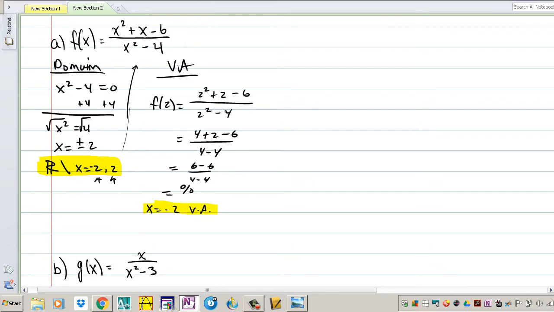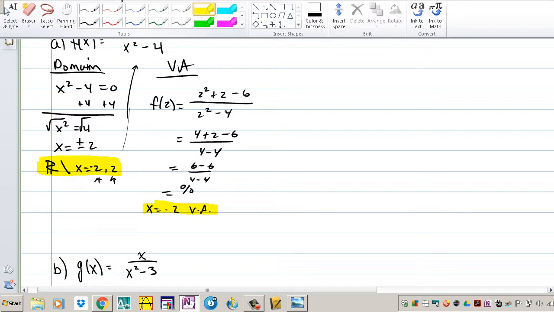Now that's not always going to be the case. You may have two vertical asymptotes, you may have no vertical asymptotes, or they may both be point discontinuities.